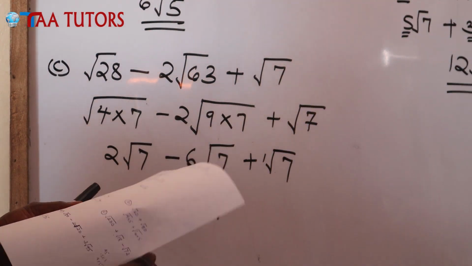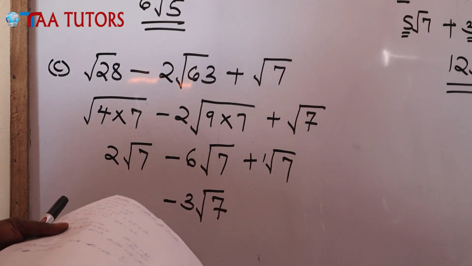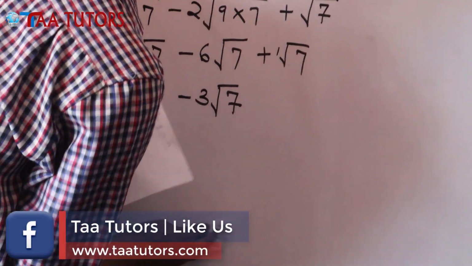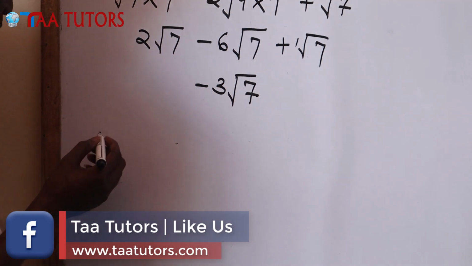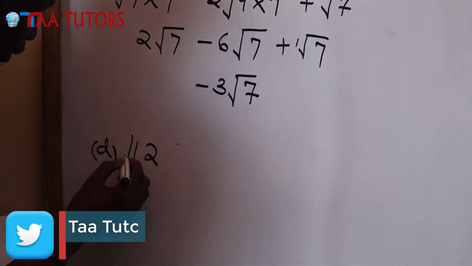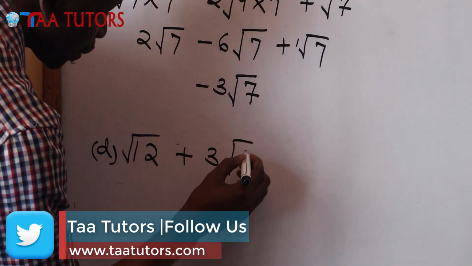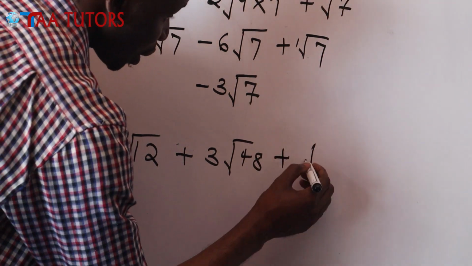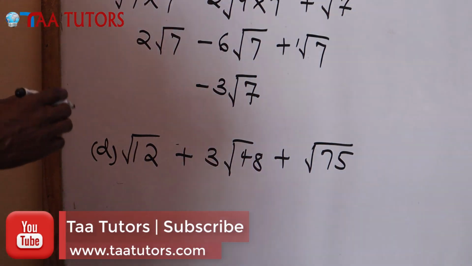Let us see another example. The other example here is surd 12 plus 3 surd 48 plus the surd of 75. Now let us move forward again.